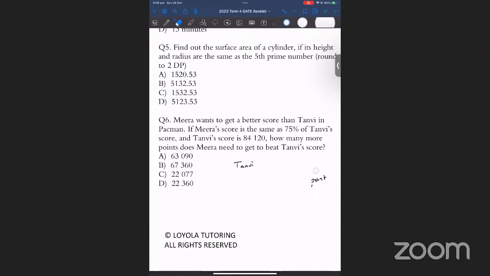So let's find 25% of 84,120. 25% is the same as 0.25 or 1/4, and for this question, I want to choose fractions. So 1/4 of 84,120 is the same as 1/4 multiplied by 84,120 over 1, obviously. So 1 times 84,120 is 84,120, and 4 times 1 is 4.